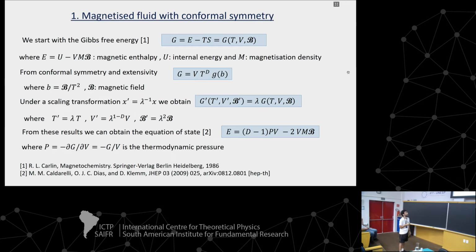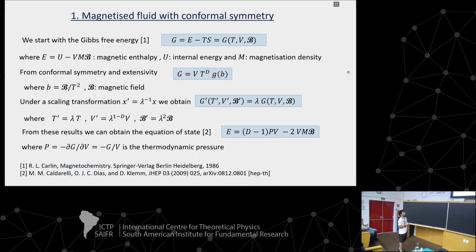Okay, first of all, how do you treat this magnetized fluid with conformal symmetry? When you have a magnetic field, because of non-zero magnetization, you need to work with the magnetic enthalpy instead of the internal energy. You also define the Gibbs free energy, the analog of the Helmholtz free energy. And the idea, if you have conformal symmetry, is that because of scale invariance, the Gibbs free energy has to scale with the temperature. Let's say you have a theory in D dimensions, then it has to scale with T to the D, and with the volume, of course, and then it could be a function of little b, where little b is the dimensionless ratio of magnetic field with temperature, B over T squared. So this is how it simplifies the thermodynamic description of a magnetic fluid with conformal symmetry.